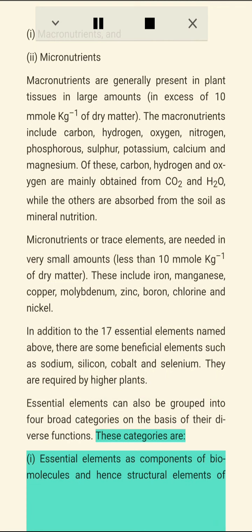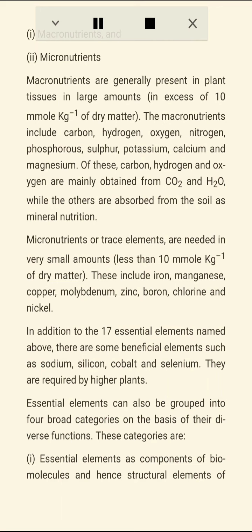Essential elements can also be grouped into 4 broad categories on the basis of their diverse functions. These categories are: I. Essential elements as components of biomolecules and hence structural elements of cells, e.g., carbon, hydrogen, oxygen, and nitrogen. II. Essential elements that are components of energy-related chemical compounds in plants, e.g., magnesium in chlorophyll and phosphorus in ATP.